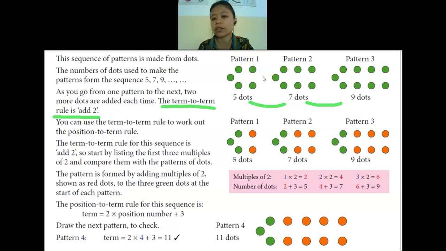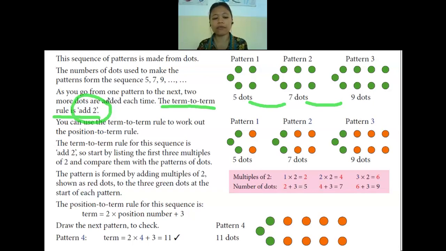After that, this is the first pattern, there are 5 dots. On the second pattern, there are 7 dots. In the third pattern, there are 9 dots. After you're done finding the number of dots, you just need to find the difference for each pattern. From 5 to 7, the difference is 2. And then from 7 to 9, the difference is 2. That's why the term to term rule becomes add 2.